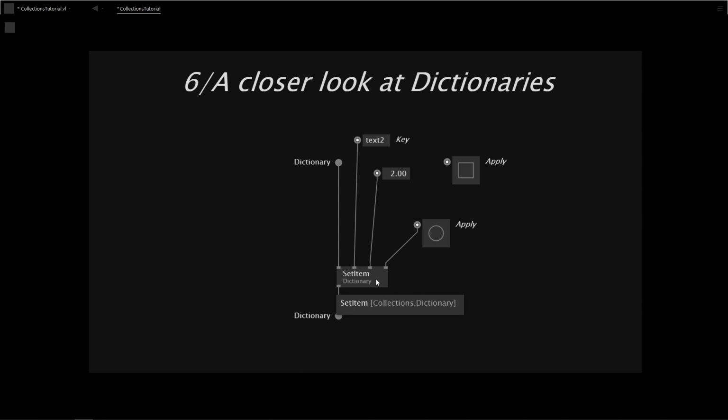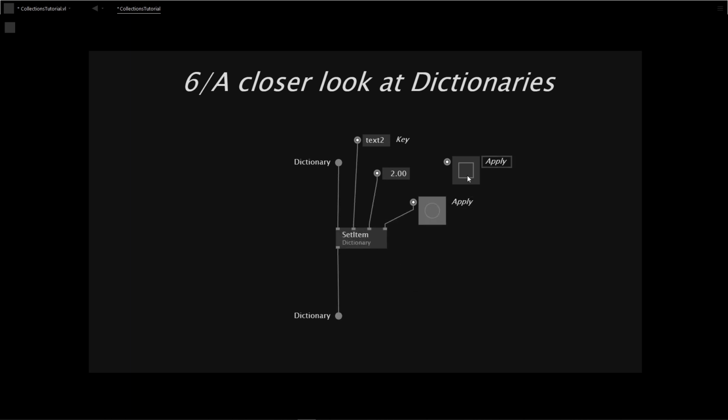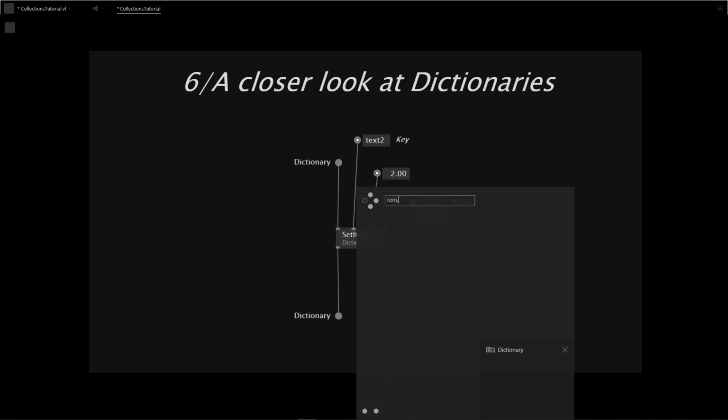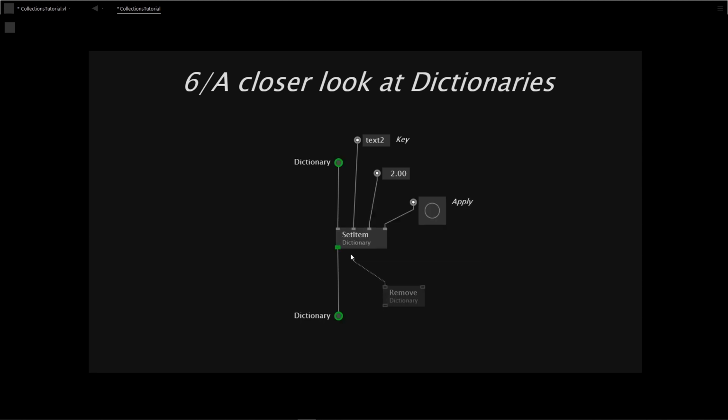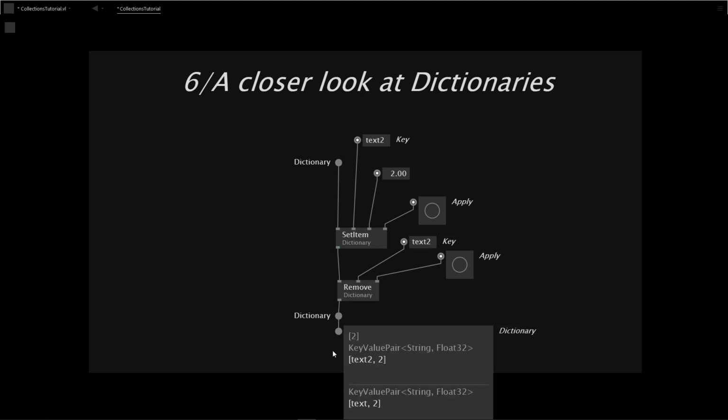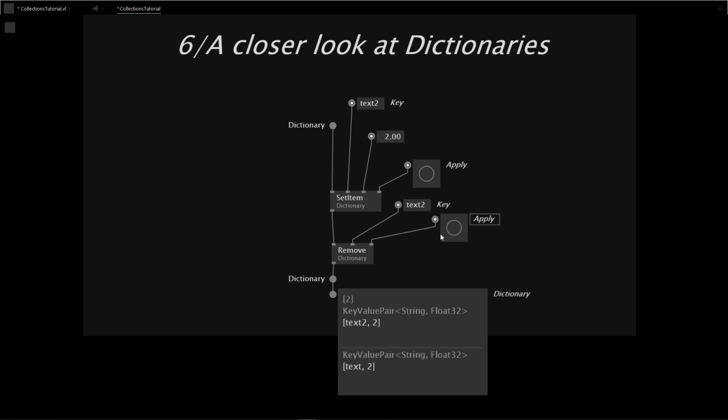Okay, removing values, not rocket science. You can see where this is going. We go dictionary, remove, and again, let's get an apply on this before we go crazy, and make sure the apply is not locked on. We do this and we connect it to a key. Let's say text2. Let's have a look here. There we go. We want to remove text2, hit apply, and it's gone.